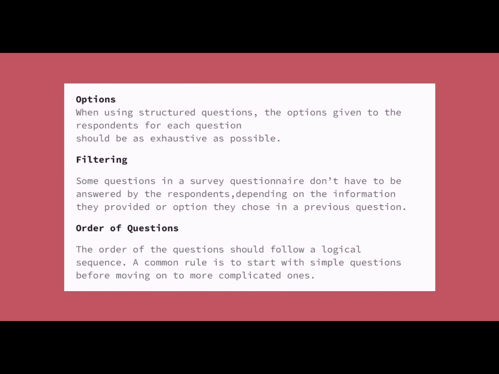Options. When using structured questions, the options given to the respondents for each question should be as exhaustive as possible. So to ensure the respondents can pick an option, preliminary research and analysis is important to create the list of options. When asking a factual question or subjective question, it is important to include don't know as one of the answers.